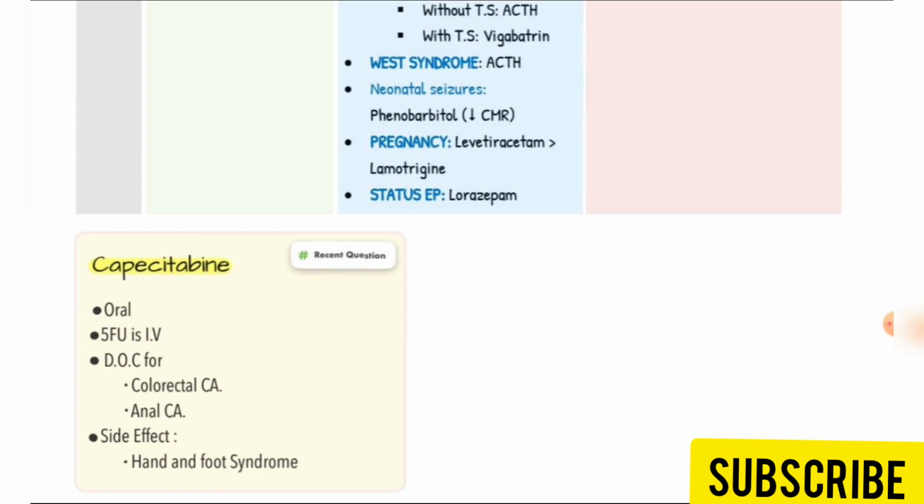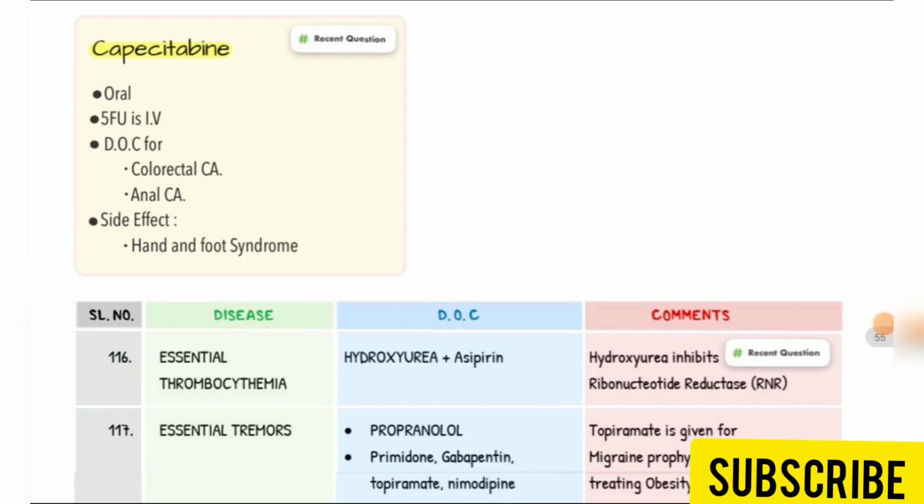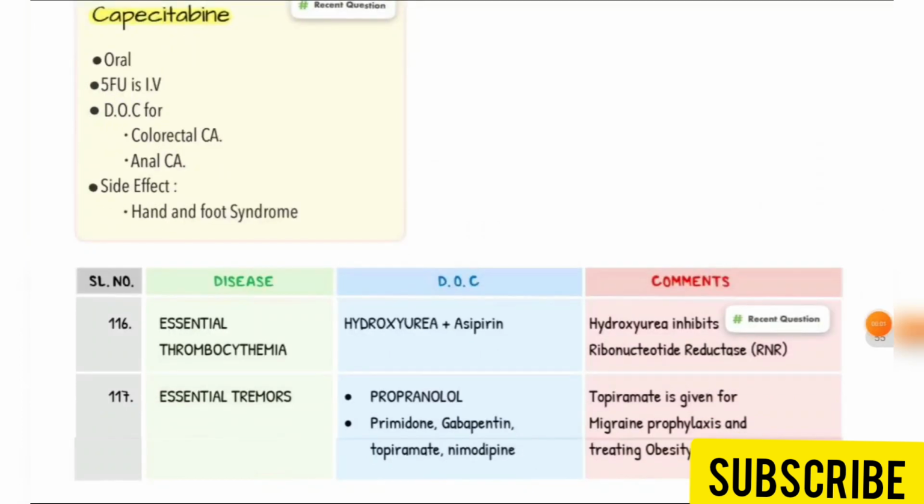Neonatal seizures, drug of choice: phenobarbital. Pregnancy seizures: levetiracetam, then lamotrigine. Status epilepticus, drug of choice: lorazepam. Few one-liners about capecitabine. It is an oral drug; 5-fluorouracil is IV. Drug of choice for colorectal carcinoma and anal carcinoma, and side effect is hand-foot syndrome. Next is essential thrombocythemia, drug of choice: hydroxyurea plus aspirin.